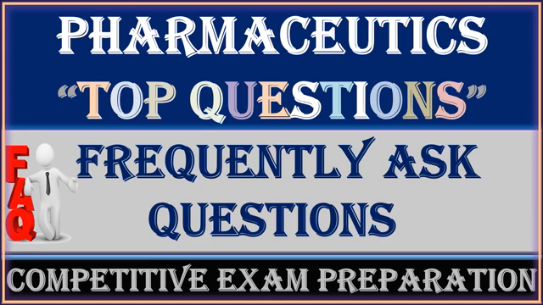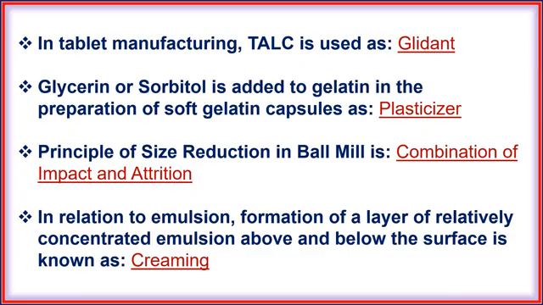Here we discuss the important questions from the subject Pharmaceutics. Let us start the questions and their specific answers. In tablet manufacturing, talc is used as glidant. Next, glycerin or sorbitol is added to gelatin in the preparation of soft gelatin capsule as plasticizer.